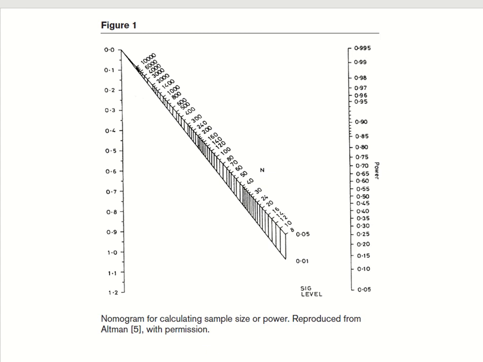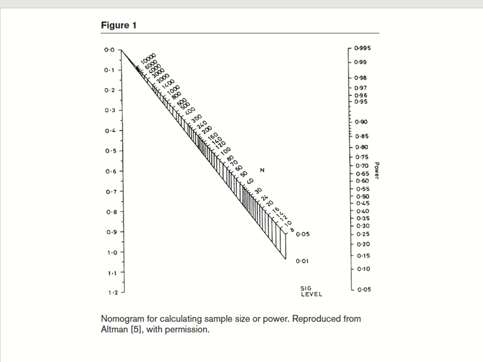So in this figure, on this side right here, you have power going from 0.995, 99%, 98%, 90%, 80%, and all the way down. Remember, the minimum power is 80%, okay? So probably you will be interested in 80, maybe 90, maybe 95%, okay?